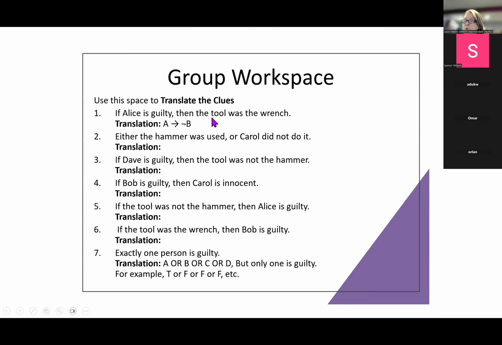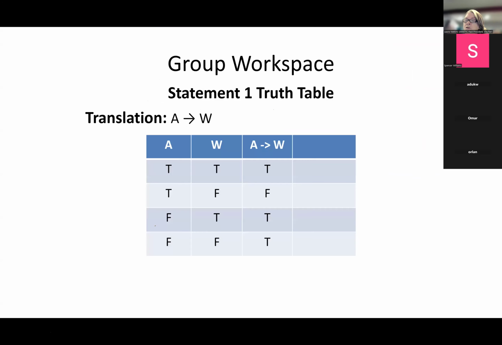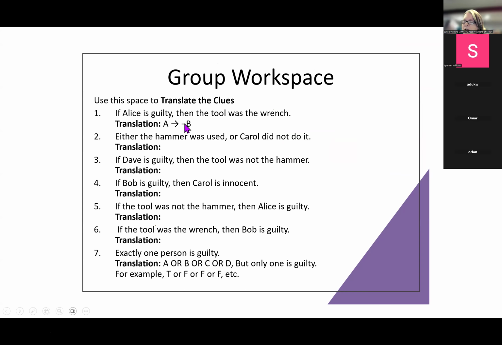What you're going to do is, in your workspace, translate each of those clues into an implication or an and or an or something like that. We're going to translate all of those, and then you're going to do a truth table. For example, oh, that translation, I missed fixing that. If Alice is guilty, then the tool was a wrench. So the implication there should be A implies W.